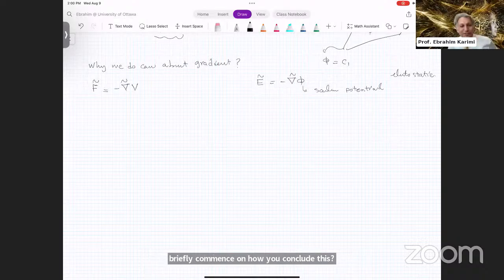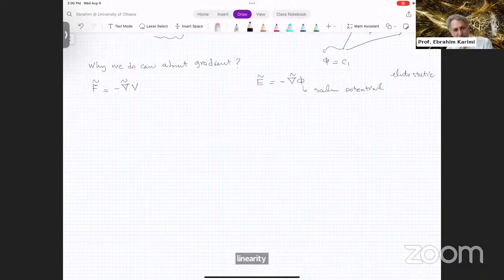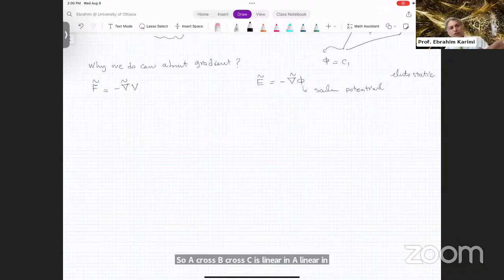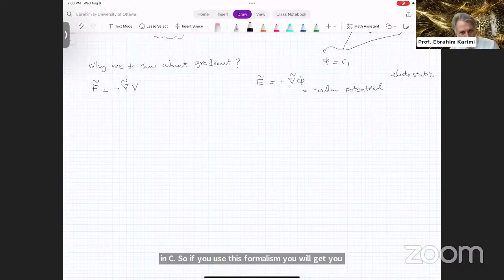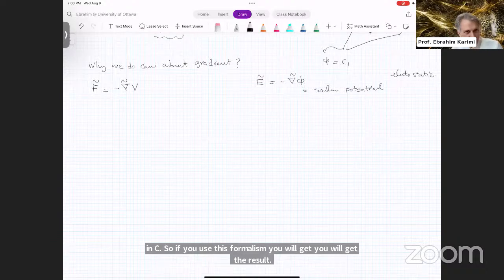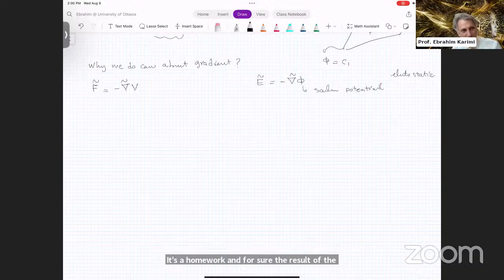Yeah, absolutely. That's a very, very good question, and that's a homework that you will get. Indeed, you have to do a little bit of mathematics. It's not very trivial, but I would say that it comes from linearity of the equations. So A cross B cross C is linear in A, linear in B, linear in C. If you use this formalism, you will get the result. It's a homework, and for sure I will post the result of the homework also with the help of the moderators here.